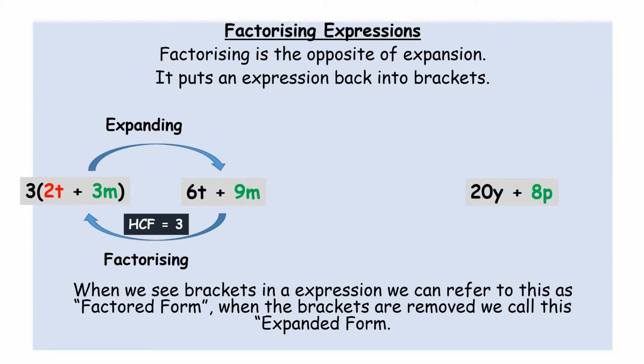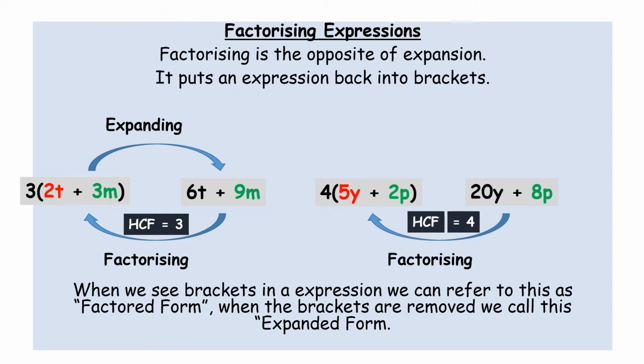Here's another example. So imagine if I started with 20y plus 8p. So I've already expanded the bracket. So I need to work backwards, factorisation, again, highest common factor. And when I work backwards and get the highest common factor of 4, I write that as 4 bracket 5y plus 2p. Multiplying that bracket back out should get us to 20y plus 8p, and that is expanding. So it's always a good idea, especially when you're getting started with factorisation, to double check your work by expanding out, multiplying out those brackets.